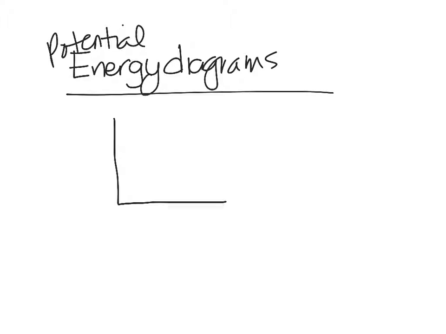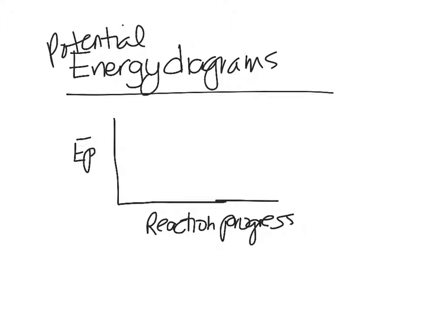You will have potential energy on the side. The higher you are on the y-axis, the more energy. You can have time, or we like to write reaction progress. Okay? So we're going to use number 11 to do our first potential energy diagram together.